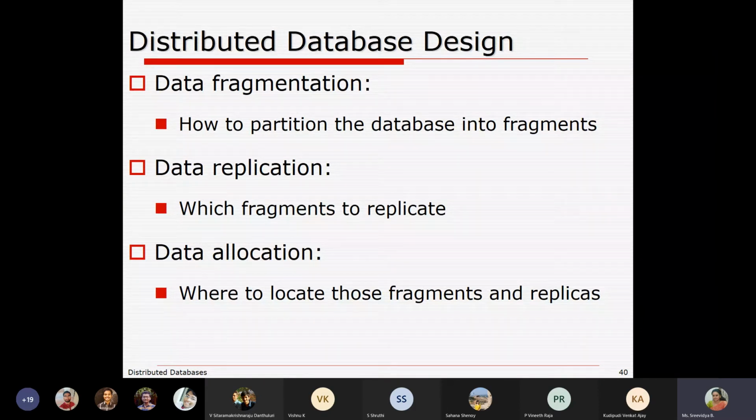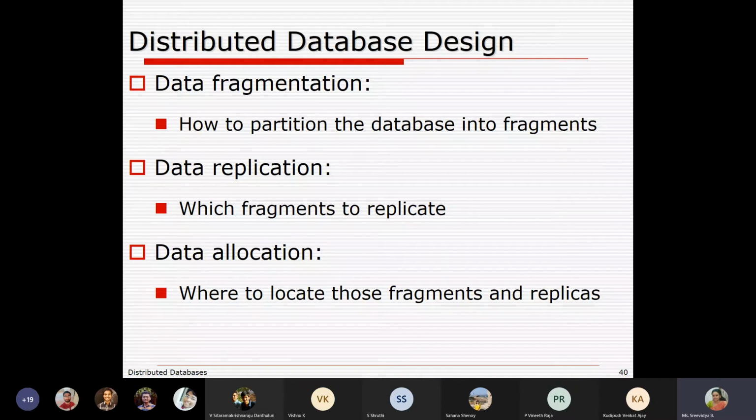Most of the transactions are around 1 or 2 tables. Then those tables have to be kept here. These 2 tables are very rarely used, so they can be kept in some remote site. This way we have to design it. So please understand that when you start your project, you have to do this part very clearly.